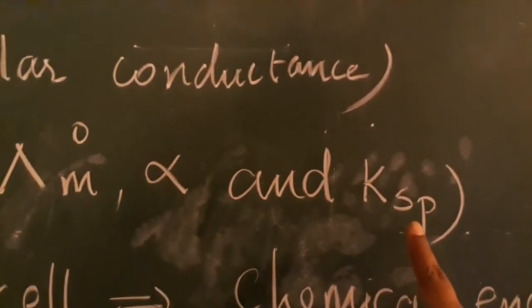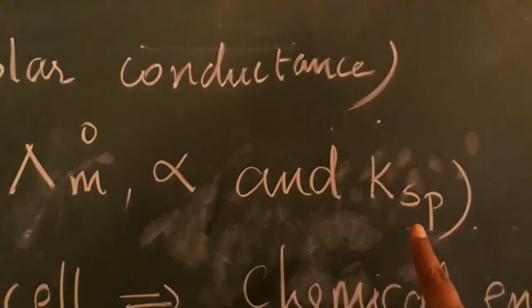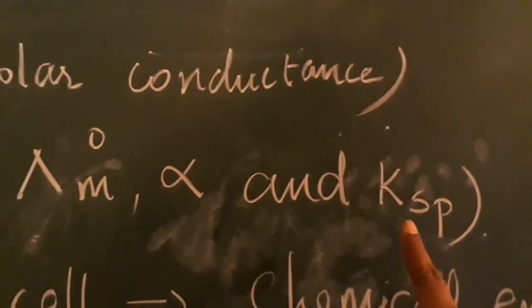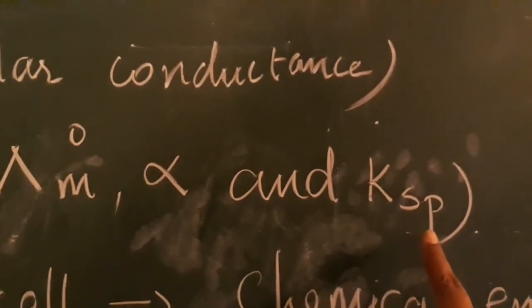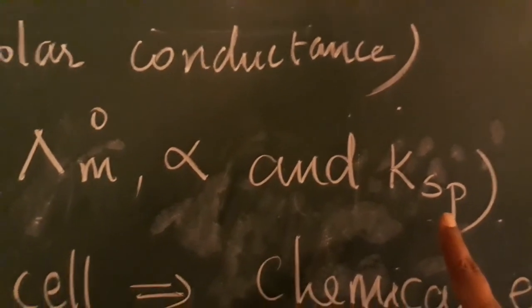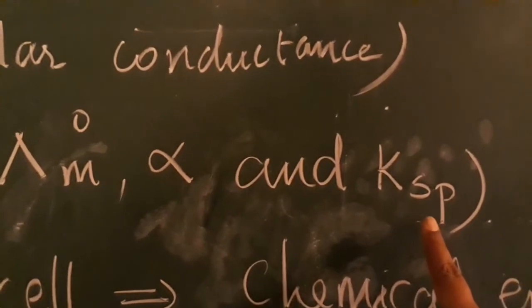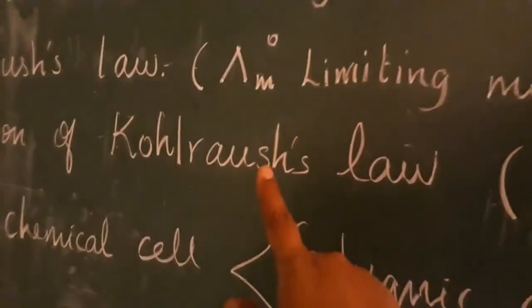The next one, Ksp, the solubility product for a sparingly soluble salt. We have learned this already in ionic equilibrium. Ksp means the solubility product for the sparingly soluble salt. That can also be calculated with the help of Kohlrausch's law.